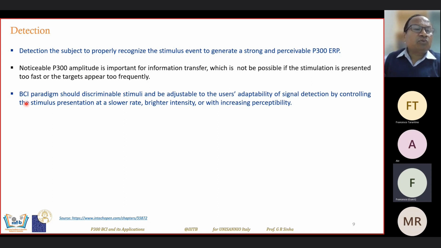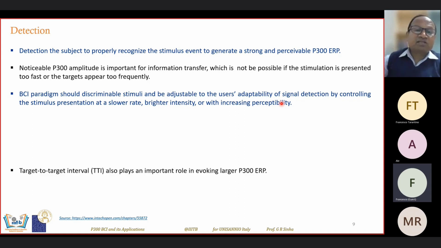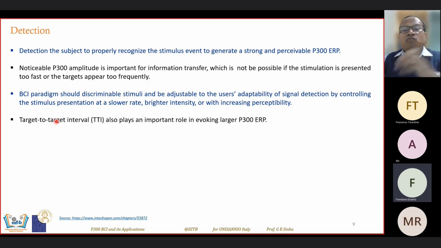The BCI paradigm we were talking about helps to discriminate stimuli and be adjustable to users' adaptability to signal detection by controlling the stimulus presentation at a slower rate. Therefore, we want the stimulation to be presented slowly, with brighter intensity. If you are generating certain letters or pictures, they must have brighter intensity or increasing perceptibility. They must be perceptible by the person. The target to target interval, from one target to the other, also plays an important role in evoking the larger P300 ERP.